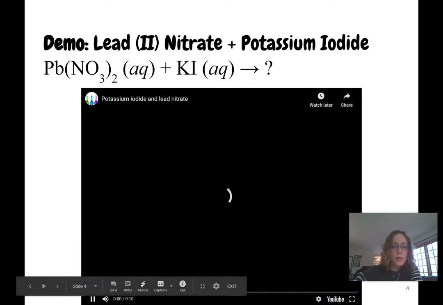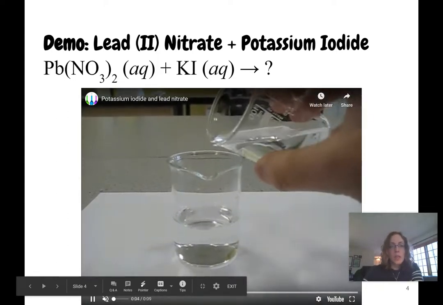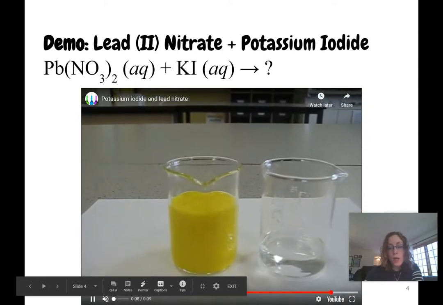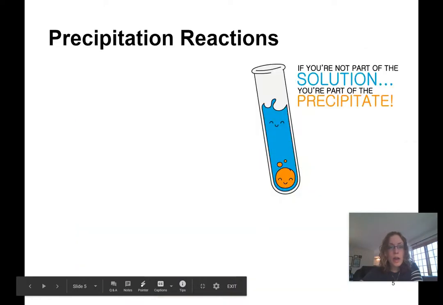So in this video, you're going to see lead nitrate mixed with potassium iodide. Both of those are aqueous solutions, and that's what the AQ in the chemical formula means. But you notice that a yellow product forms. We're going to unpack that a little bit and talk about what the yellow substance is and all of that.